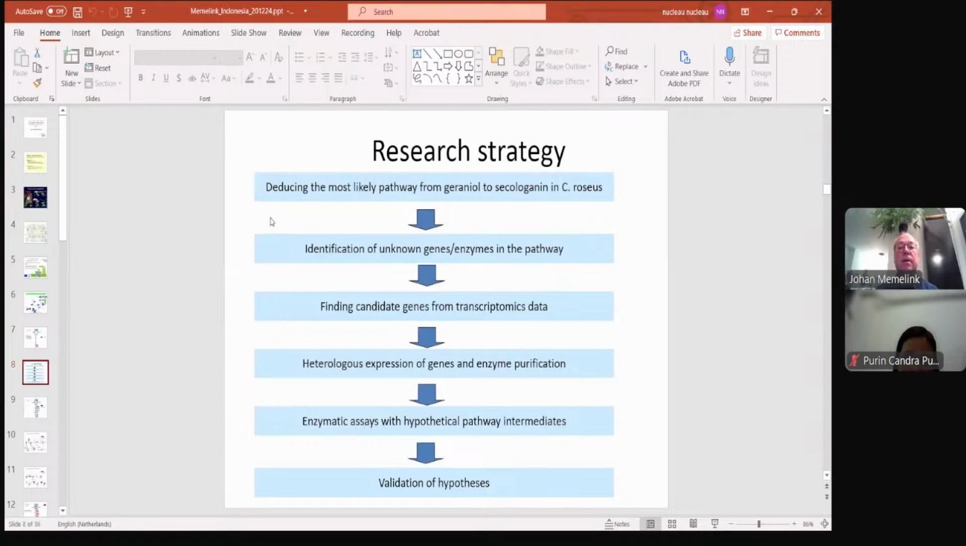So what was the strategy? We started to deduce the most likely pathway to go from geraniol to secologanin at the chemical level, and then suppose that there are certain enzymes that catalyze these steps, then identify the genes for these enzymes from all kinds of transcriptomics data, and then isolate these enzymes and express them in different organisms, and then purify, in some cases, the enzyme, and then do assays with the enzyme to see whether they indeed catalyze the enzymatic step.